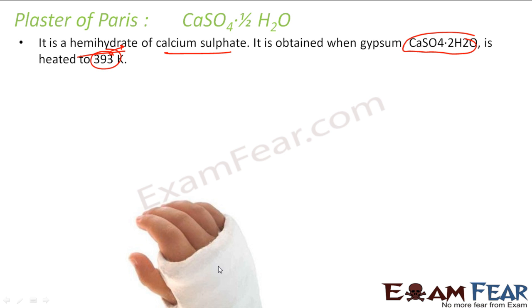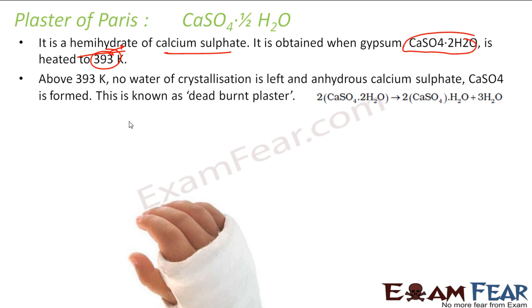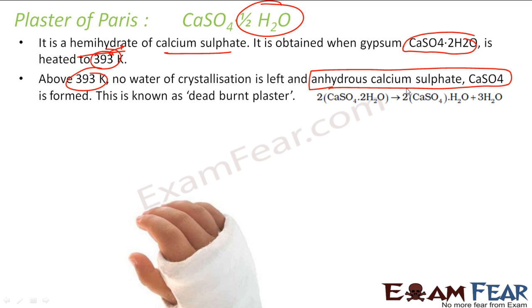And you must have seen this plaster of Paris, it is used if your hand or leg is broken. In that case, the doctors use plaster of Paris. Right? But if you heat above 393, all this water will go off, and this becomes anhydrous calcium sulfate, right? And this is called dead burnt plaster. The moment you mix some water to it, it will again become plaster. But if you heat it very hard, it becomes dead burnt plaster. If you see the reaction, calcium sulfate, if we heat, at 393, it gives CaSO4.½H2O.